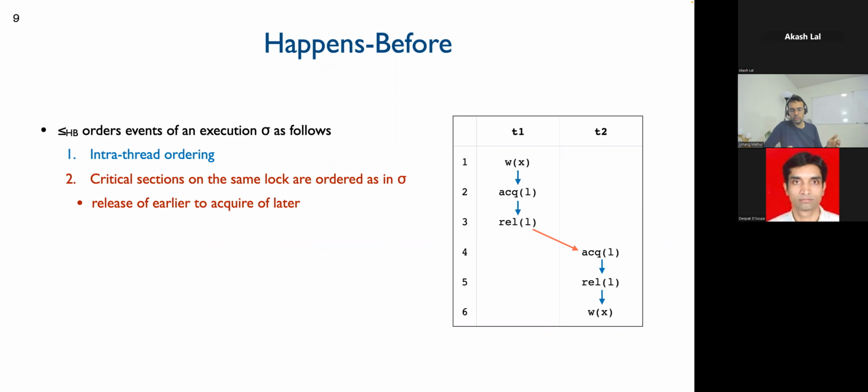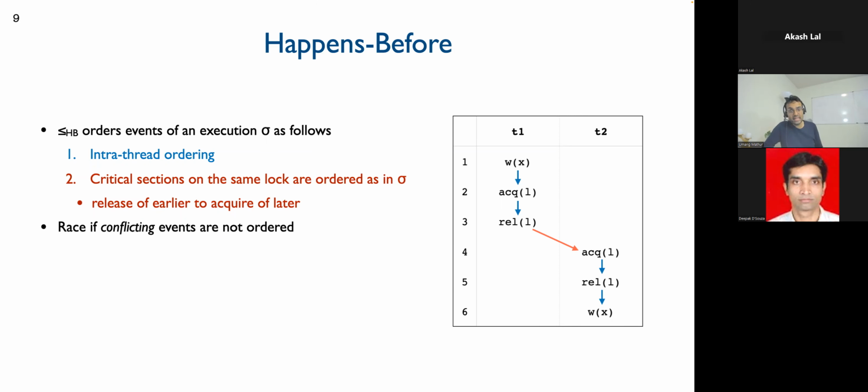So, between any two events of a thread, you place an ordering from an earlier event to a later event. And the other kind of edges are these release to acquire edges. So if you have two critical sections on the same lock, you place an edge from the release of L of the early critical section to the acquire of L in the later critical section. And of course, it's a partial order, so you have transitive closure also.